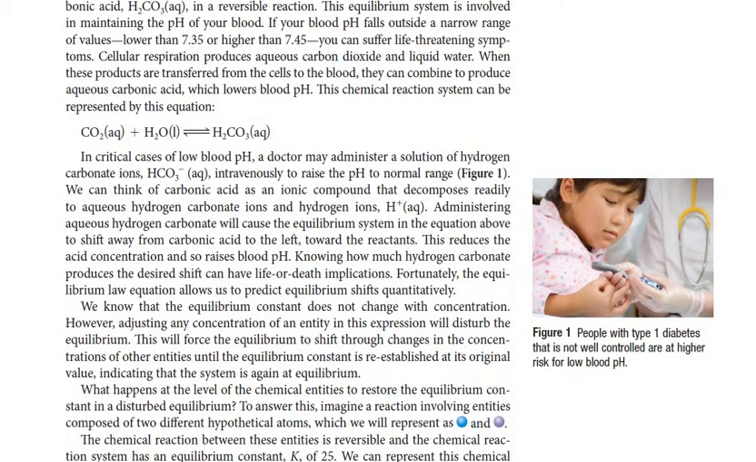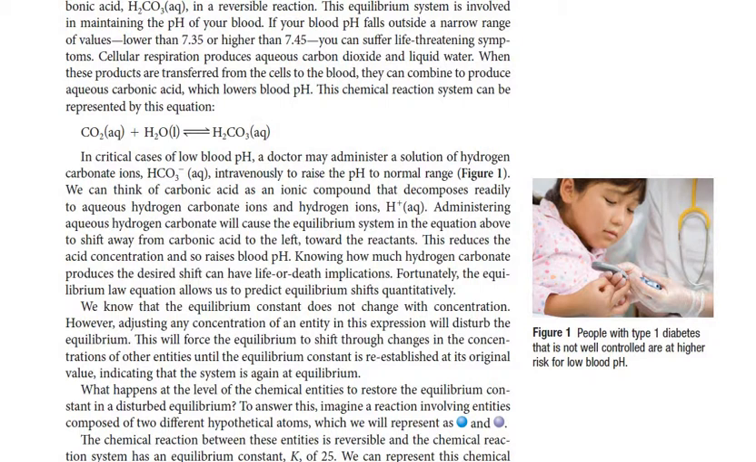In critical cases of low blood pH, a doctor may administer a solution of hydrogen carbonate ions, HCO3-, intravenously to raise the pH to the normal range. We can think of carbonic acid as an ionic compound that decomposes readily to aqueous hydrogen carbonate ions and hydrogen ions, which is H+. Administering aqueous hydrogen carbonate will cause the equilibrium system in the equation above to shift away from the carbonic acid, to the left toward the reactants.